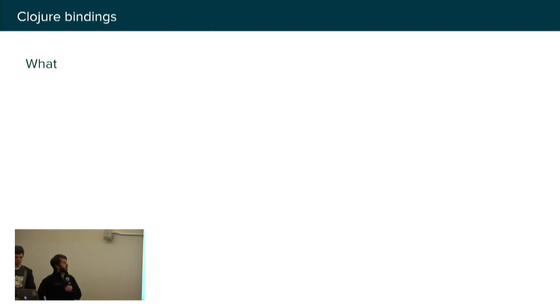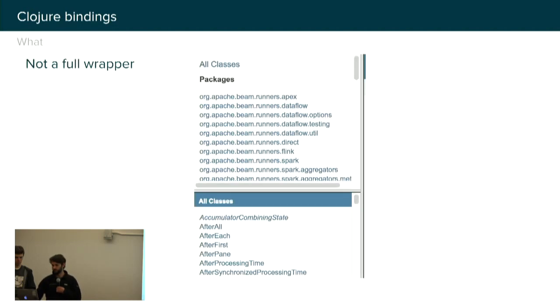So how do we write Beam jobs in Clojure, and what did we create to make that happen? We're definitely not trying to make a full wrapper, because if you look at those scroll bars, Beam's really big. I don't want to write a function for every single one of those classes, because it would drive me crazy and probably not be worth the time.